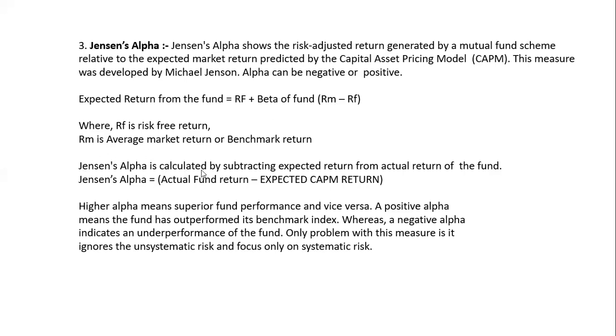Jensen Alpha is calculated by subtracting the expected return from the actual return of the fund. Jensen Alpha is equal to the actual fund return, which is given in the question. A mutual fund A is having 10% return, and the expected CAPM return you have calculated above with this formula, you can deduct from that. 10% is the actual return of the mutual fund minus the expected return of this mutual fund. Actual minus expected.